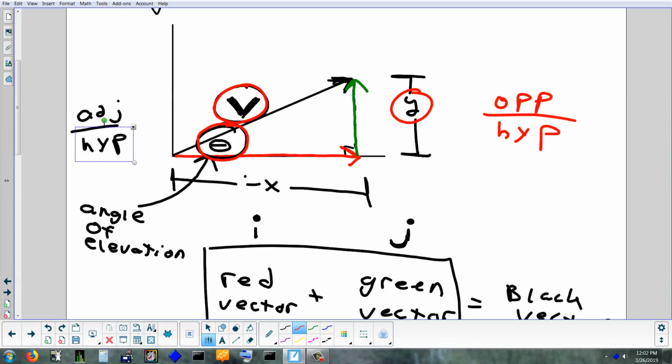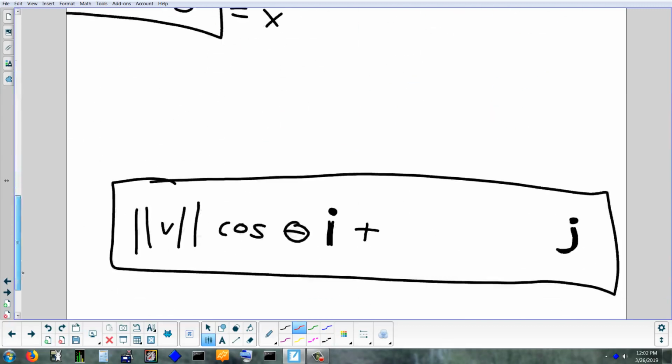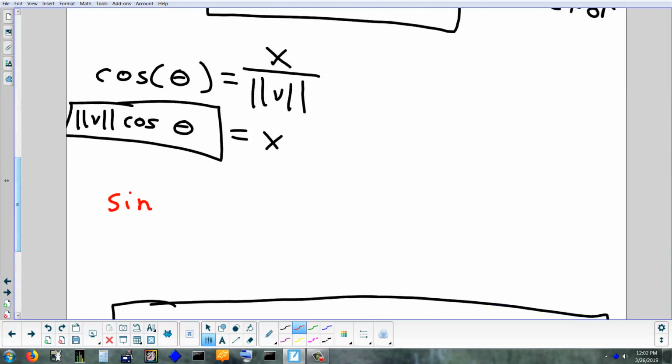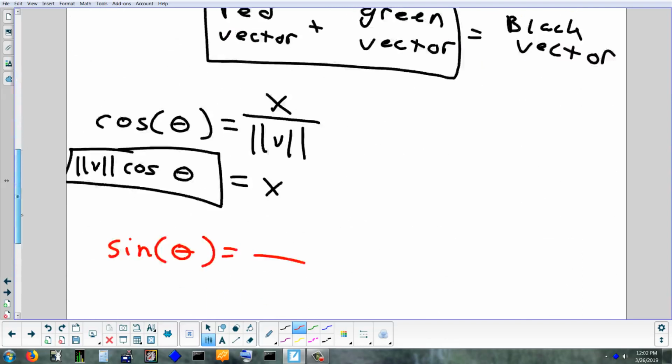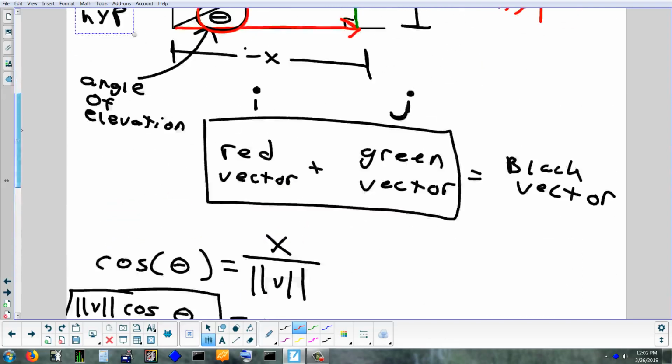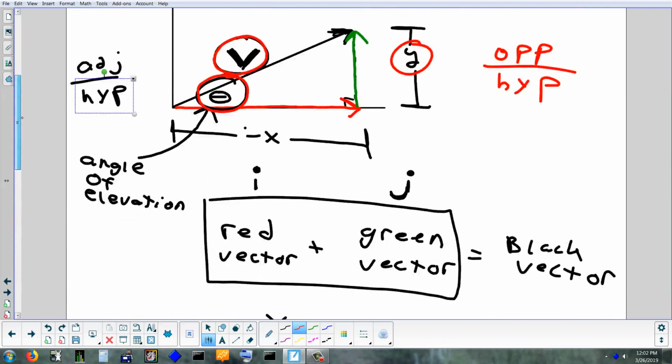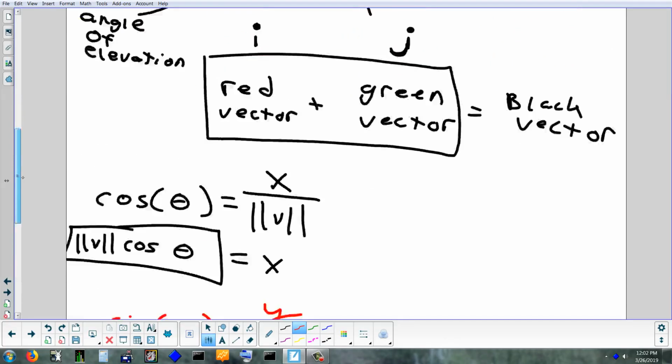Which trig function is that? It's not cosine. We just used it. Sine. Yeah, sine. So let's write it down. Sine of what would go in parentheses? Theta equals the length of the opposite over the length of the hypotenuse. What's the length of the side opposite theta? Y. I tried to show that it was a length. And what's the length of the hypotenuse? The magnitude of V.